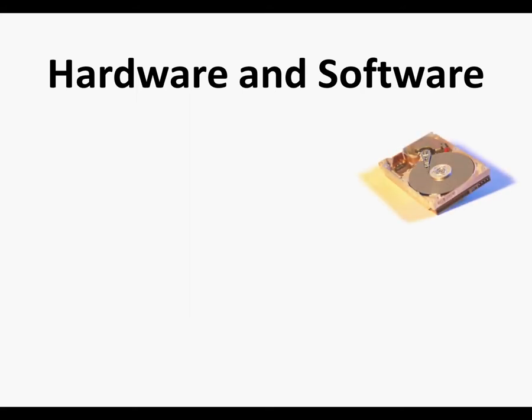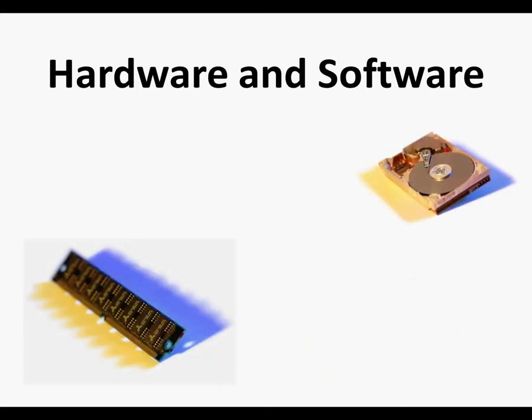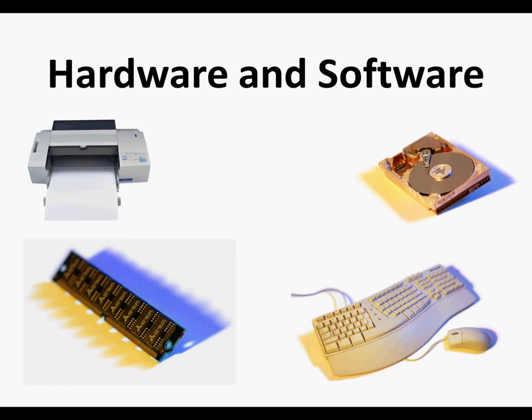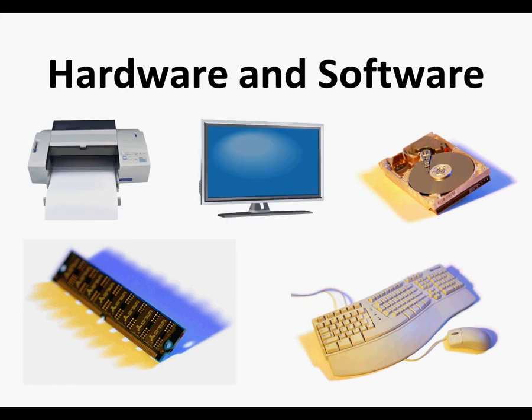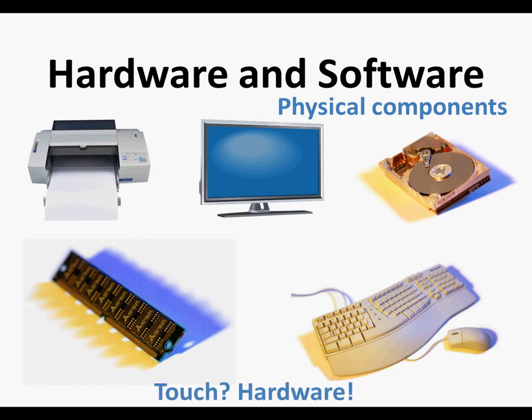So we'll start by looking at hardware. On the screen now is a variety of different pieces of hardware, from keyboards to your RAM and your monitors, your hard drives and printers. Hardware is all those physical components that you have on your computer system. If you can touch it, then it's hardware.